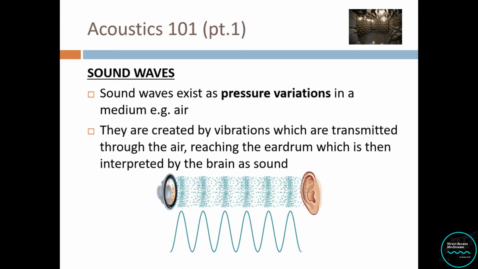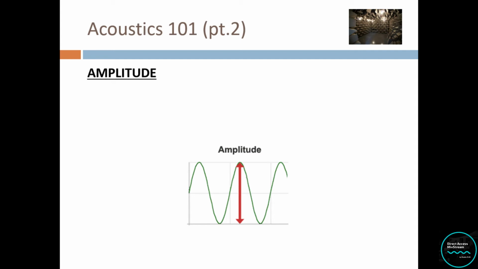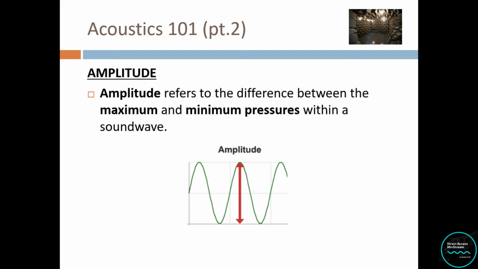So it's created by vibrations which are transmitted through the air, reaching the eardrum, which is then interpreted by the brain as sound. A few topics covered earlier, right? Amplitude, the level or the intensity. So it refers to the difference between the maximum and minimum pressures within the sound wave.